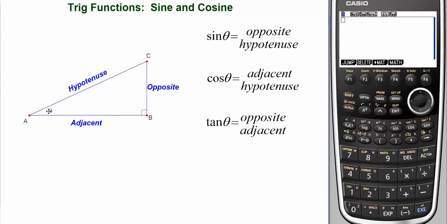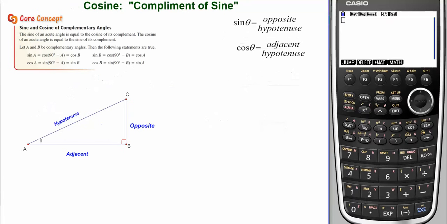When I talk about the sine, I'm talking about the opposite over the hypotenuse, and the cosine, which is a literal translation, means the complement of the sine. To illustrate this, let's take a look at this. When I have, say, angle theta, my reference angle is 50. My complement, of course, is going to be 40 degrees.